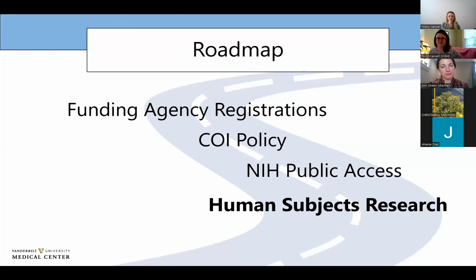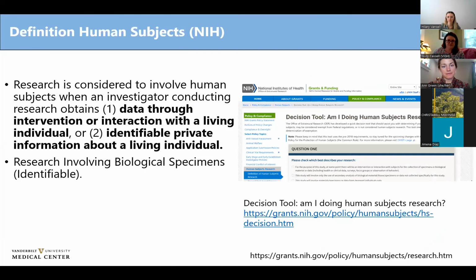RCR stands for Responsible Conduct of Research, and GCP stands for Good Clinical Practice. These are required trainings under the NIH policy on protection of human subjects in research.